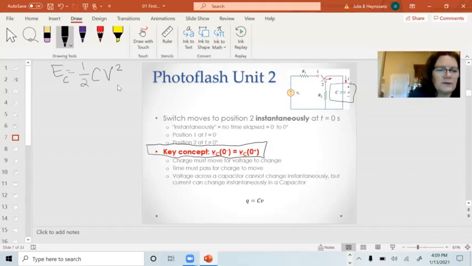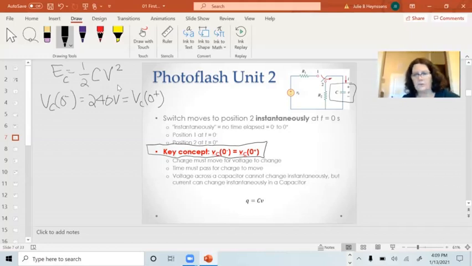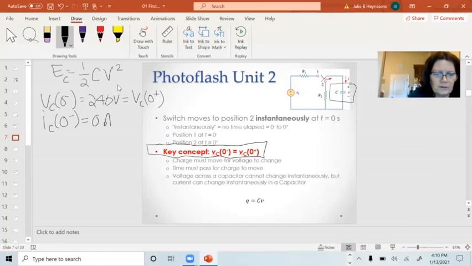We've already solved for VC of 0 minus. It is 240 volts. So we know VC of 0 plus. The current out of that capacitor can change instantaneously, and it will. Initially, when we looked at that, the capacitor was an open circuit, so the current through the capacitor at 0 minus was 0. Good thing to know to move on and to solve this circuit.